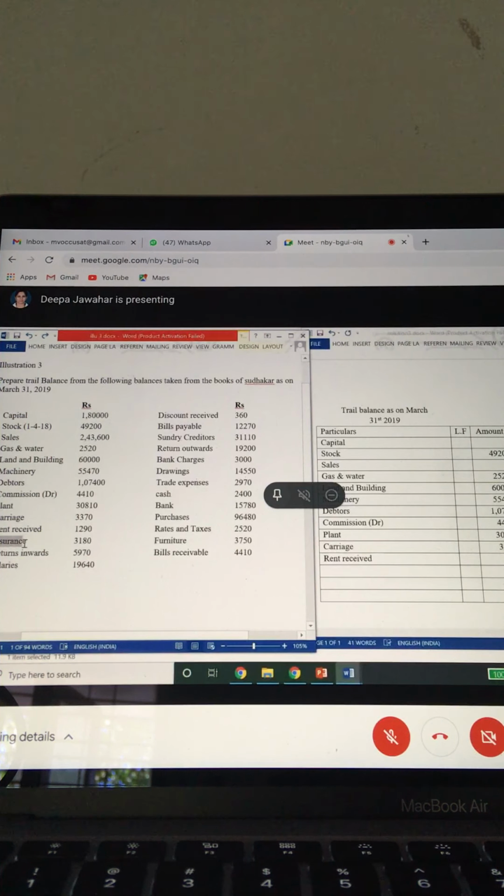Insurance. Insurance paid. Insurance paid is an expense. So you can write in the credit side. Insurance.